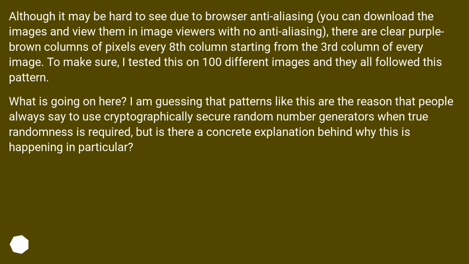Although it may be hard to see due to browser anti-aliasing, you can download the images and view them in image viewers with no anti-aliasing. There are clear purple-brown columns of pixels every 8th column starting from the 3rd column of every image. To make sure, I tested this on 100 different images and they all followed this pattern. What is going on here?